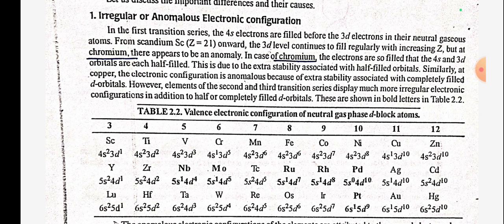Zr 5s2 4d2, Nb 5s1 4d4, Mo 5s1 4d5, Tc 5s2 4d5, Ru 5s1 4d7, Rh 5s1 4d8, Pd 5s0 4d10, Ag 5s1 4d10, cadmium 5s2 4d10, Lu 6s2 5d1, Hf 6s2 5d2, Ta 6s2 5d3, W 6s2 5d4, Re 6s2 5d5, osmium 6s2 5d6, Ir 6s2 5d7, platinum 6s1 5d9, Au 6s1 5d10, Hg 6s2 5d10.